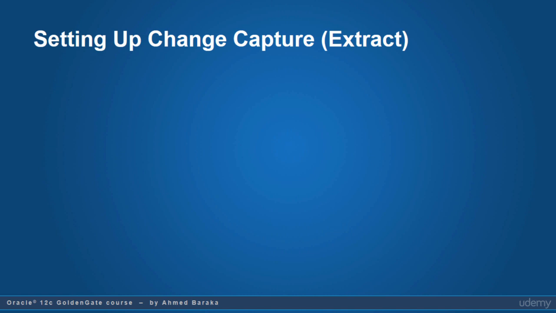To configure the extract and pump processes, you do the following procedure for each process. First, you edit the extract parameters. With those parameters, you're telling the extract how to connect to the source database, where to save the trail files, what are the tables that the extract should read from, and the connection information to the remote target system.